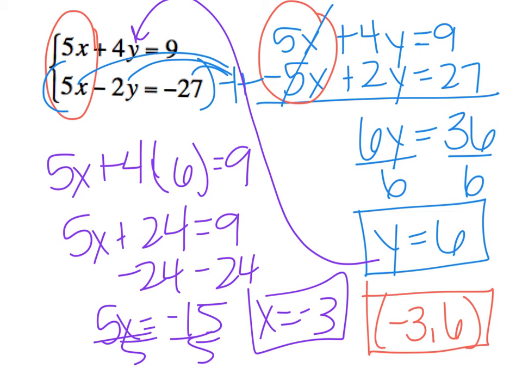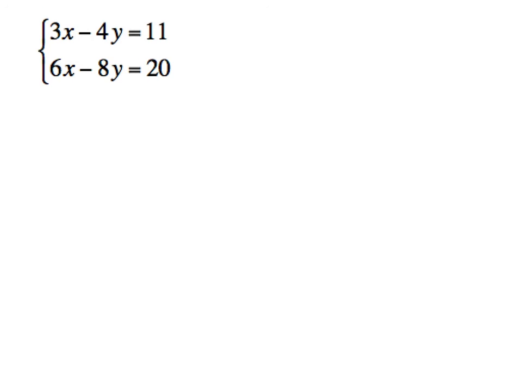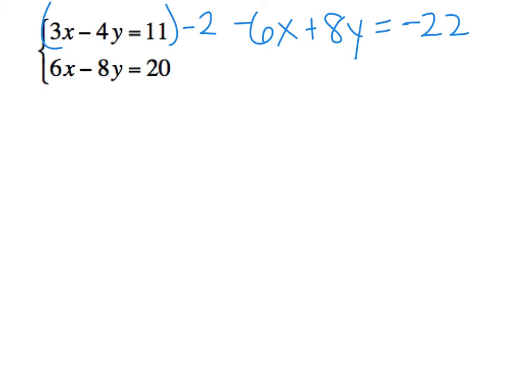We have one more, and this last one's going to be a special. So when I look at this last one, there aren't any numbers that are even the same number. So now I'm definitely going to have to multiply one of them by something. So when I look at this problem in particular, I can make the 3 into a 6 by multiplying it by 2. But again, you want it to be opposite signs, so we're actually going to use negative 2 on that top row. So we're going to get negative 6x plus 8y, make sure all your signs change here, equal to negative 22. And then the bottom, we're just going to keep the same, 6x minus 8y equal to 20.